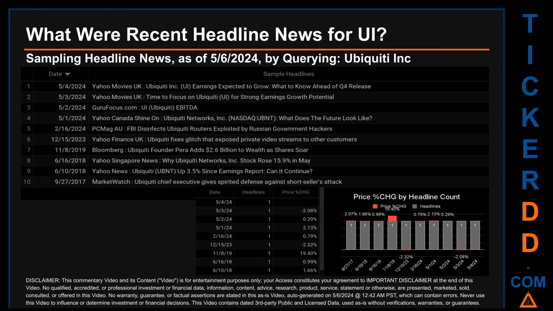The oldest publication was on Wednesday, September 27, 2017, when 6 years, 8 months and 9 days ago, MarketWatch published the headline that read, Ubiquity Chief Executive Gives Spirited Defense Against Short Sellers Attack. The latest publication date of Saturday, May 4, 2024, was actually the day with the highest percentage change in price. It saw a price jump of 19.40%.